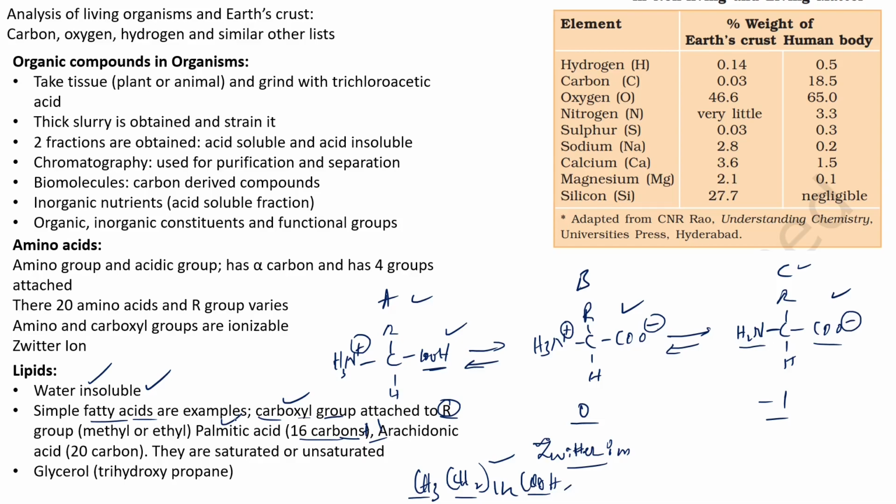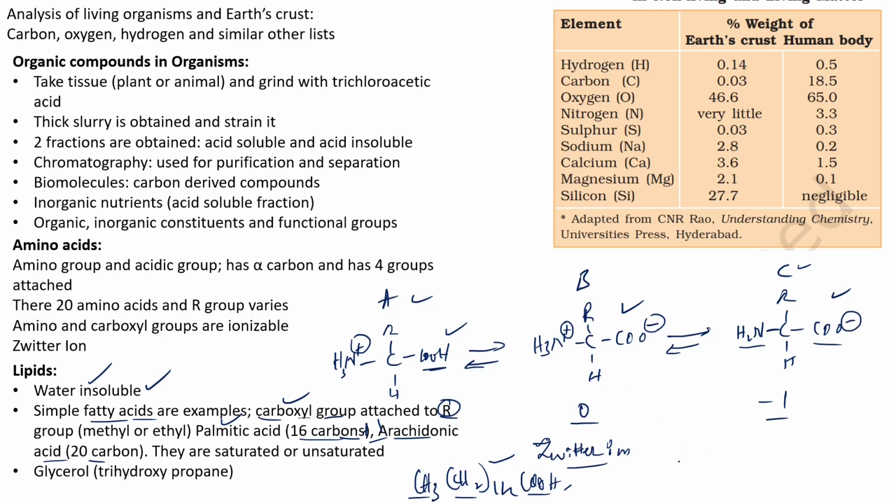We also have one more, called arachidonic acid, which is made up of 20 carbons. In the case of both palmitic acid and arachidonic acid, remember we are counting the carboxyl group also. Considering the carboxyl group, they have 16 and 20 carbons, right? They may ask you how many carbons are present in arachidonic acid or palmitic acid. Remember, the number of carbons is always even, never odd. This is one simple way to remember it.